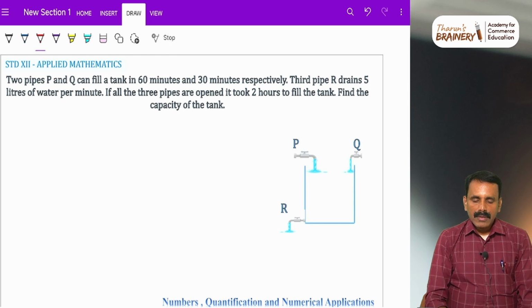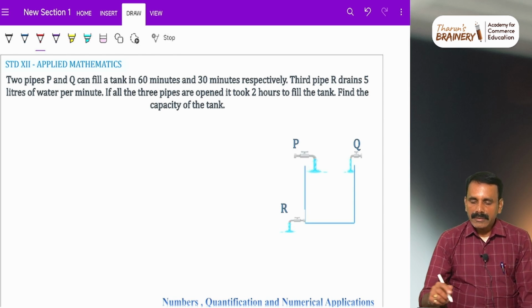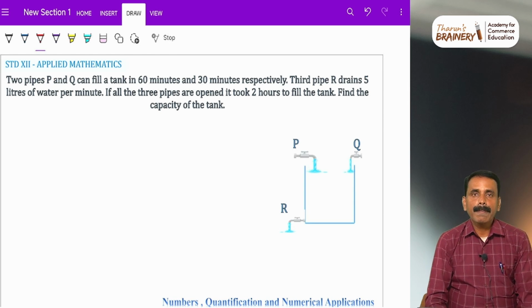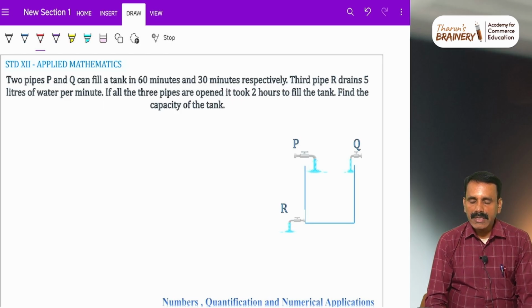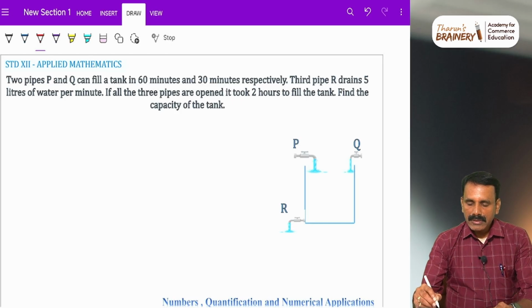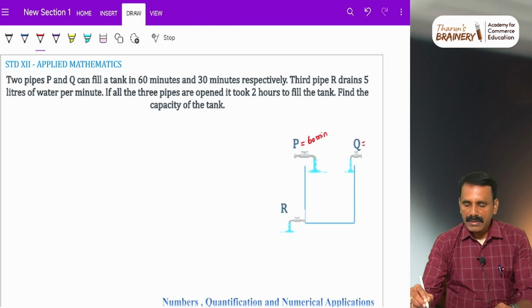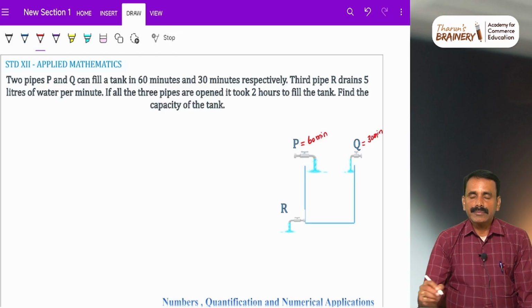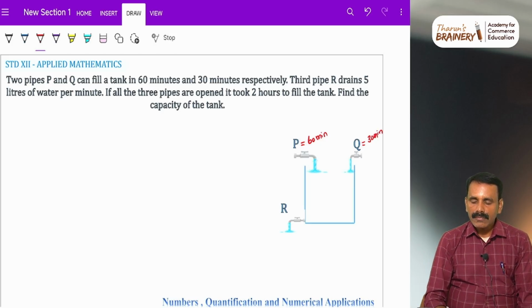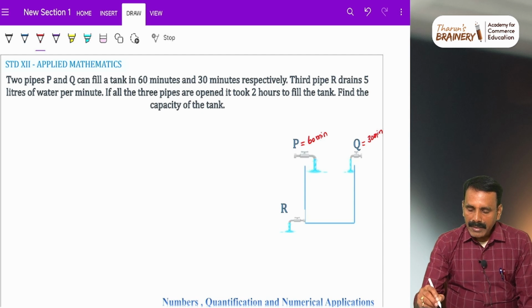Now, here we have a different problem. Two pipes P and Q can fill the tank in 60 minutes and 30 minutes. So, this pipe P takes 60 minutes to fill the tank and Q takes 30 minutes to fill the tank. Is it clear?